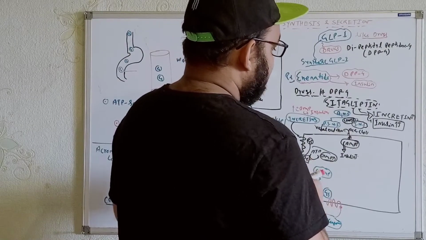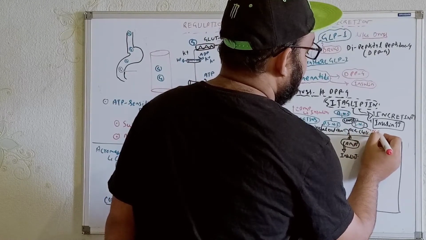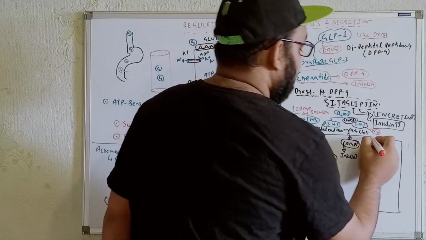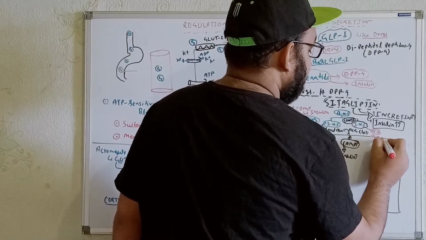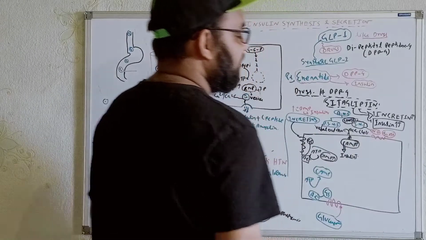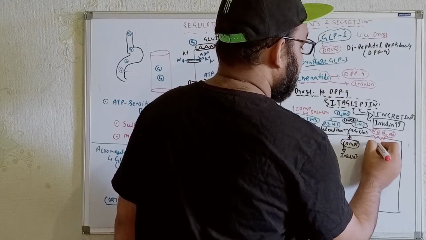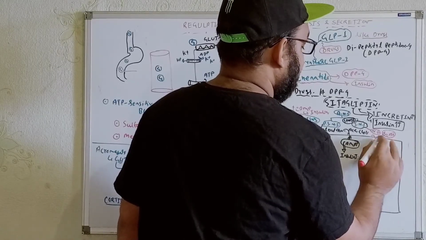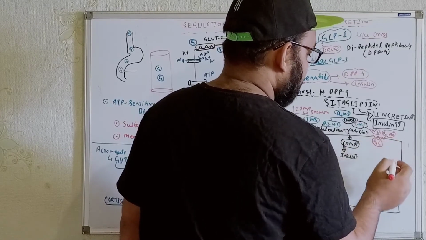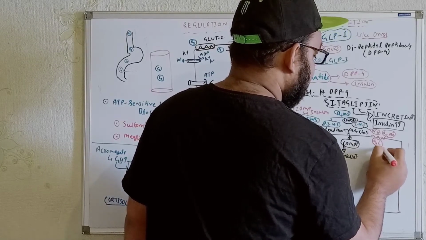Whenever the sympathetic nervous system is activated, it will release norepinephrine. As we know, within the pancreatic beta cells there are alpha-2 adrenergic receptors. These receptors will be activated whenever norepinephrine comes over here. And as we know, this is the G inhibitory. Whenever it is the G inhibitory, it will just inhibit the adenylyl cyclase.